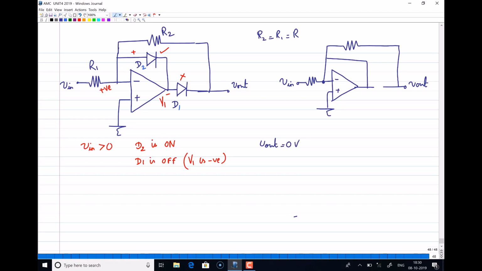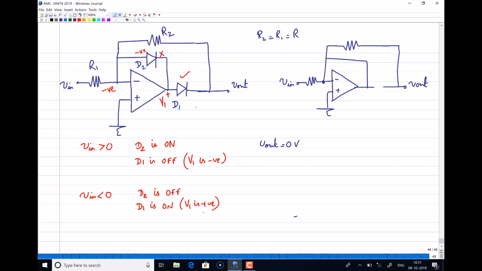Now for the same thing, what will happen when I apply a voltage which is less than 0? So when you apply a negative voltage here, that means here you are getting a negative voltage. That will make this diode D2 off. But because of negative, your V1 voltage will be positive, and that will make this diode D1 on. So here D2 will be off and D1 is on because V1 is a positive voltage.